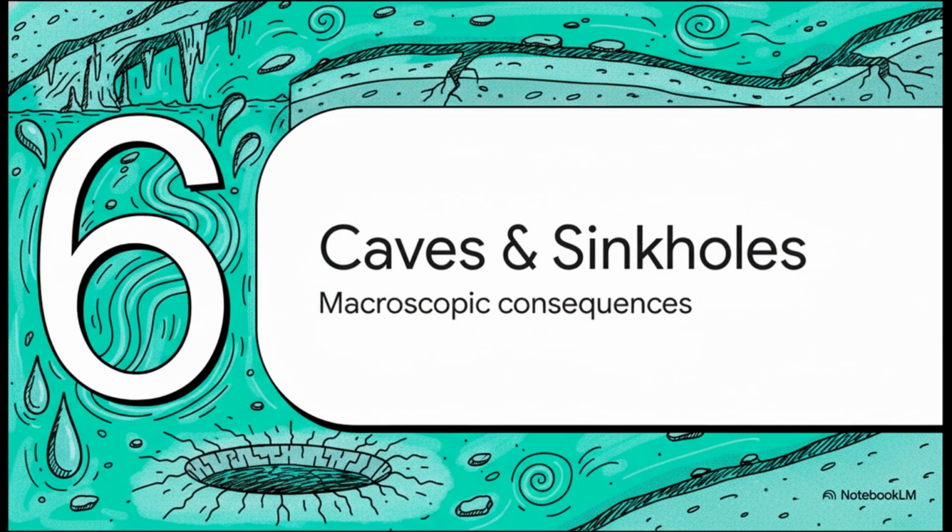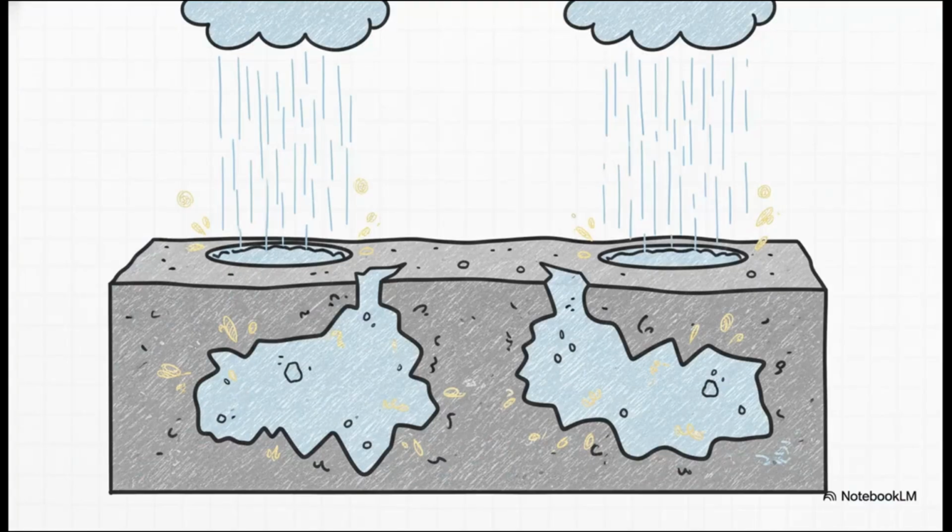Section 6, Caves and Sinkholes. Let's look at the huge macroscopic consequences of all this. When rainwater falls, it naturally picks up a little bit of carbon dioxide from the atmosphere, turning into a very weak carbonic acid. Over thousands and thousands of years, as this slightly acidic water slowly penetrates the joints in calcareous rocks, things like limestone and dolomite, it literally dissolves the rock away from the inside out. It carves out massive underground cavities and huge surface depressions. Geologists call this karst topography.